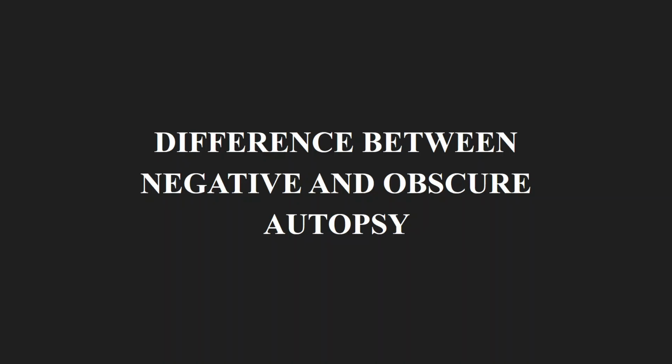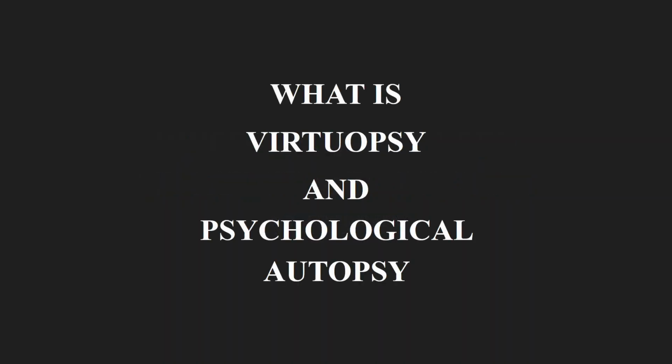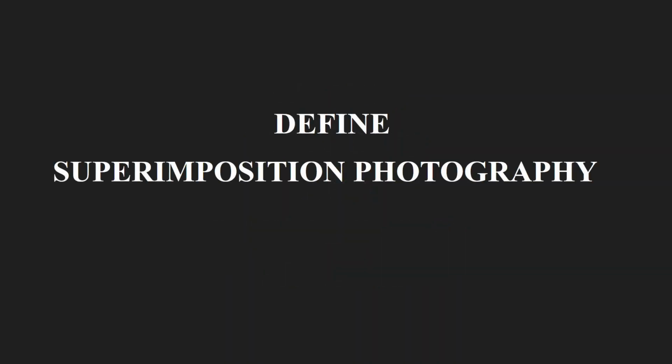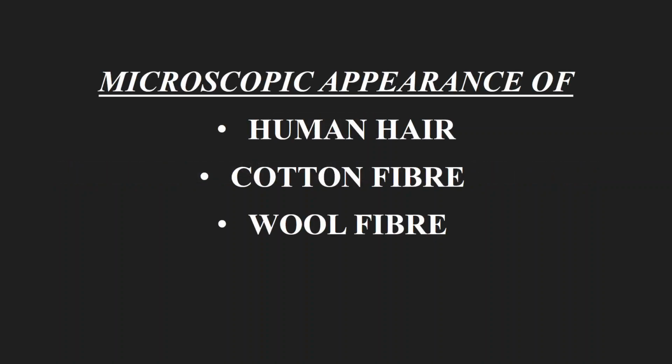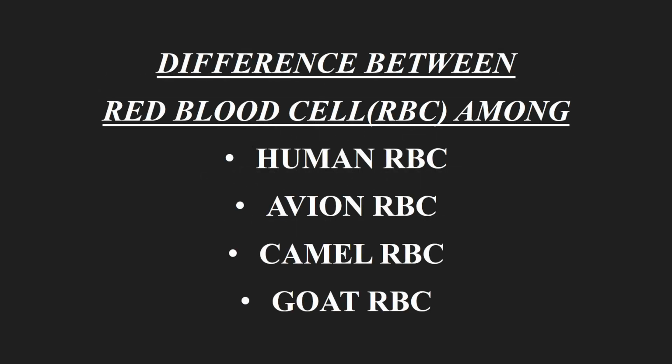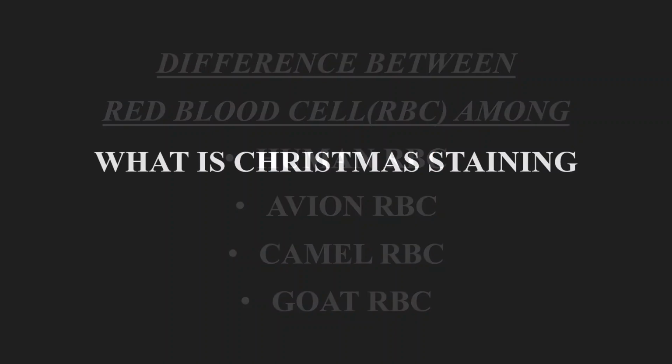What is the difference between negative and obscure autopsy? What is virtopsy and psychological autopsy? Define superimposition photography. What is the microscopic appearance of a human hair as compared to cotton fiber as well as the wool fiber? What is the difference between the red blood cells among human RBC, avian RBC, camel RBC, and goat RBC? What is Christmas tree staining?